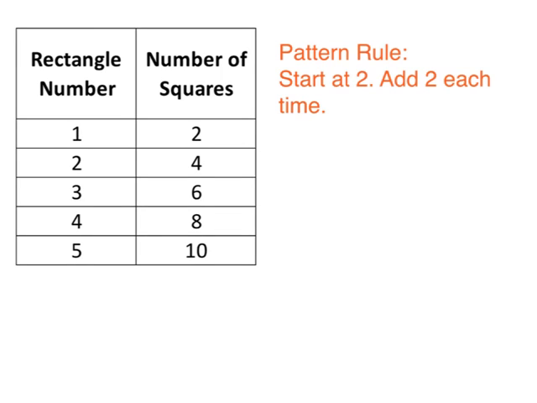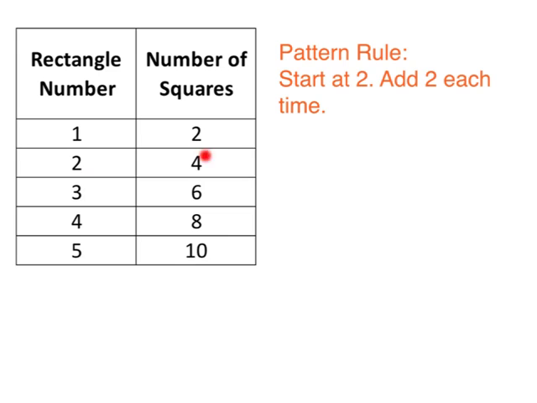One pattern rule that you could write is to start at 2 and add 2 each time. Basically, after 2, we skip count by 2. So we add 2 more, and then 2 more here, and 2 more, and 2 more, and the pattern would continue further down. See if you can come up with another pattern rule. What do we do to the rectangle number to turn it into this number here? There's another rule that we can use.